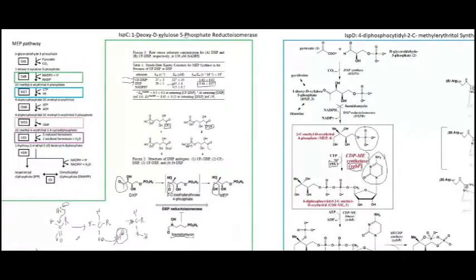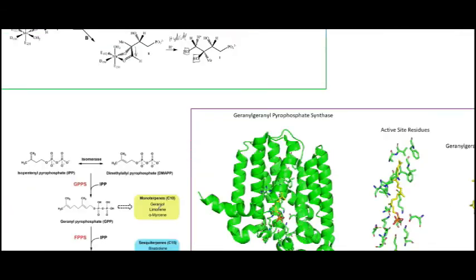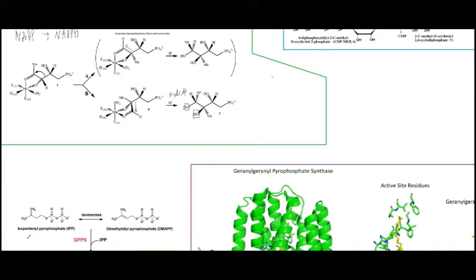And so that is the last one that I was talking about in this MEP pathway. And so from there we actually split it off into two different species, and those will be our isopentenyl pyrophosphate and our dimethylallyl pyrophosphate, which can turn into each other through this isomerase enzyme here.